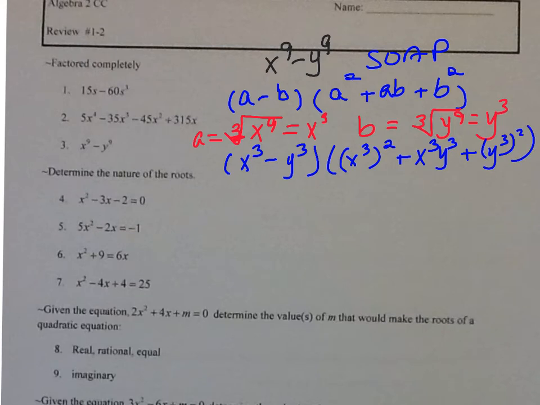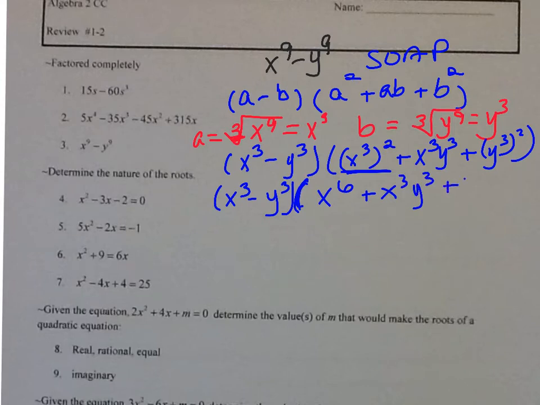So I'm just going to clean this up. x to the third minus y to the third times. Remember, when we have a power to a power, multiply the powers, so that's x to the 6 plus x to the third y to the third plus y to the 6th power. Now I notice here, this is perfect cubes again, so you have to factor that again. It's going to be the same formula since it's minus.